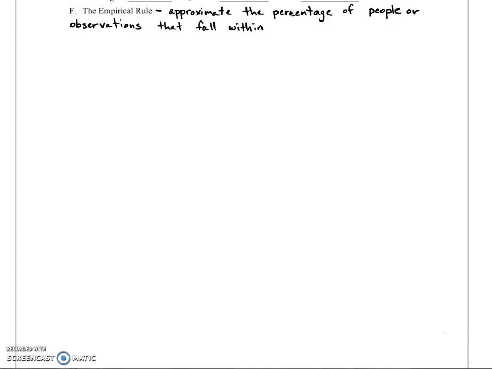Let's talk about the empirical rule for a minute. This rule is a way to approximate the percentage of people or observations that fall within certain numbers of standard deviations of the mean.